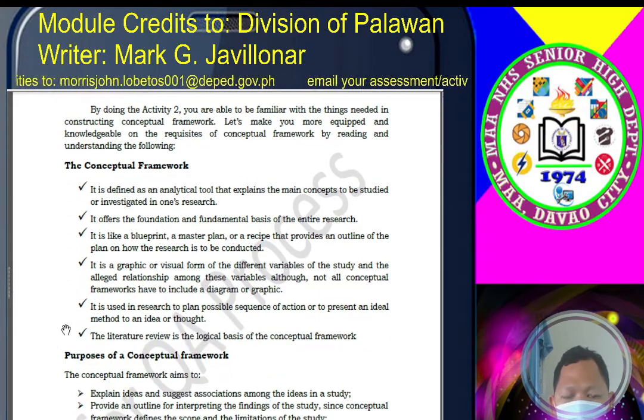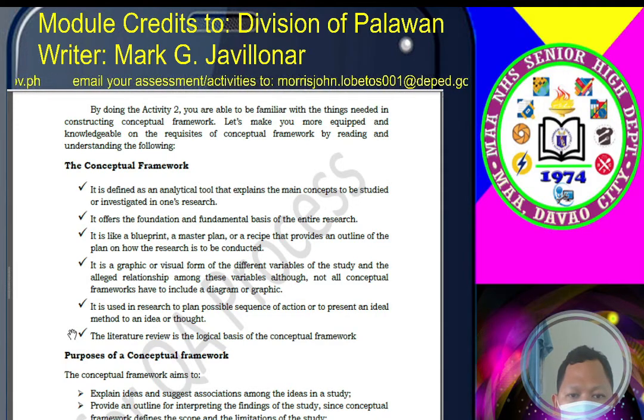Okay, so what is a conceptual framework? It is defined as an analytical tool that explains the main concept to be studied or investigated in one research. Number 2, it offers the foundation and fundamental basis of the entire research. And number 3, it is like a blueprint, master plan, or a recipe that provides an outline of the plan on how the research is to be conducted.